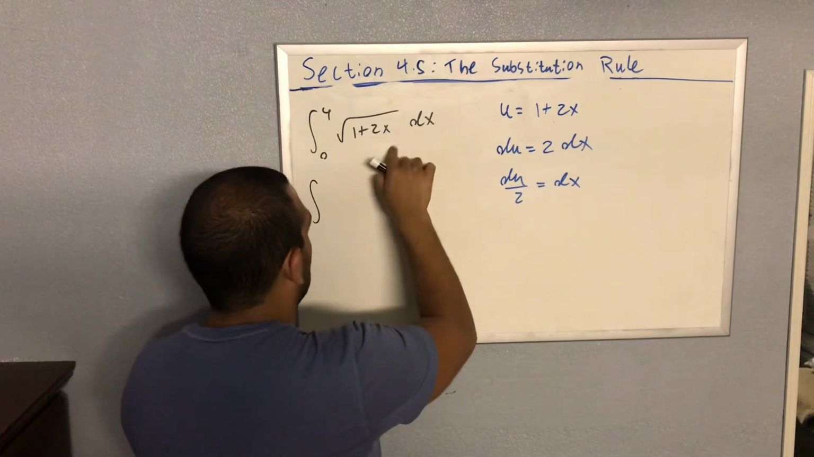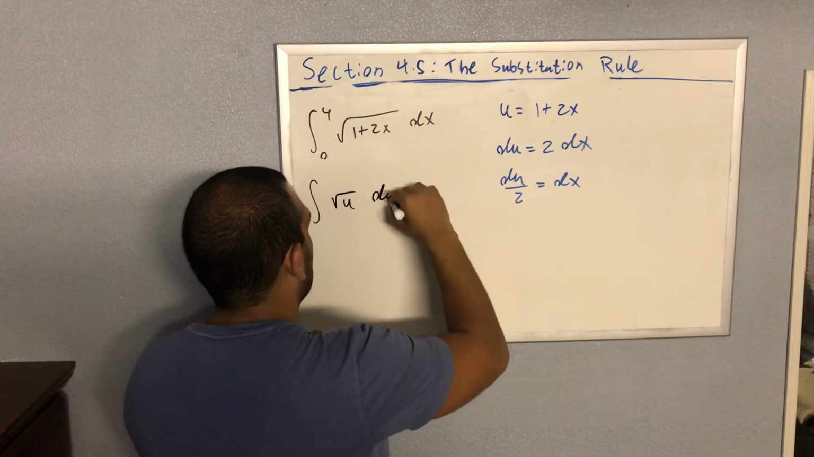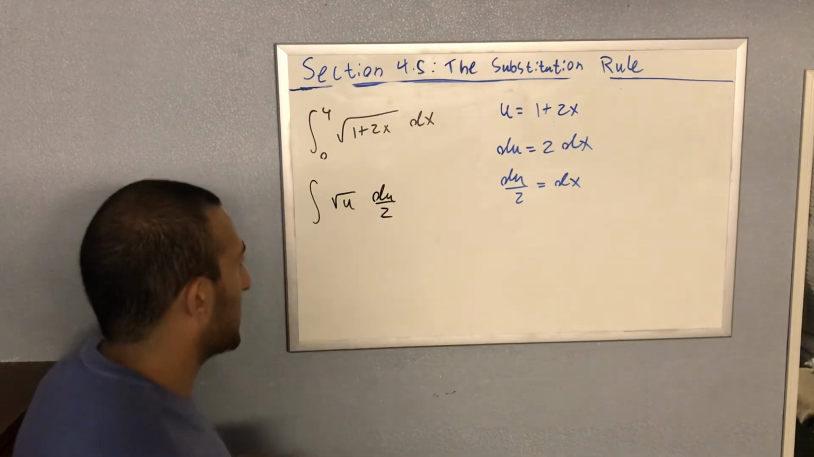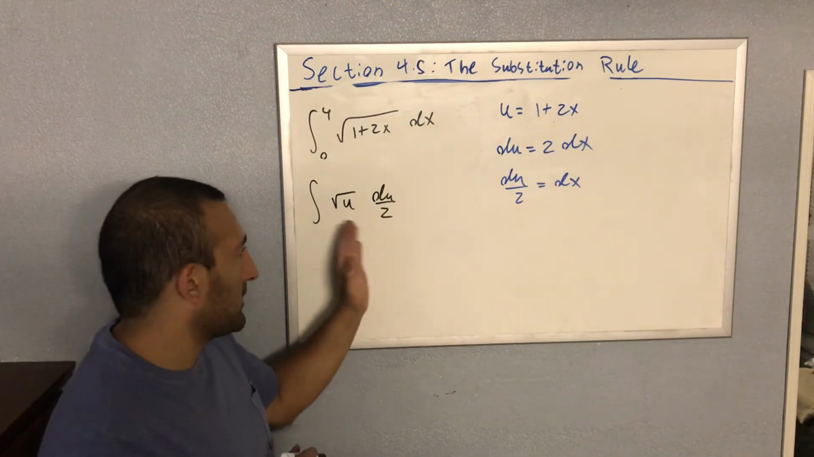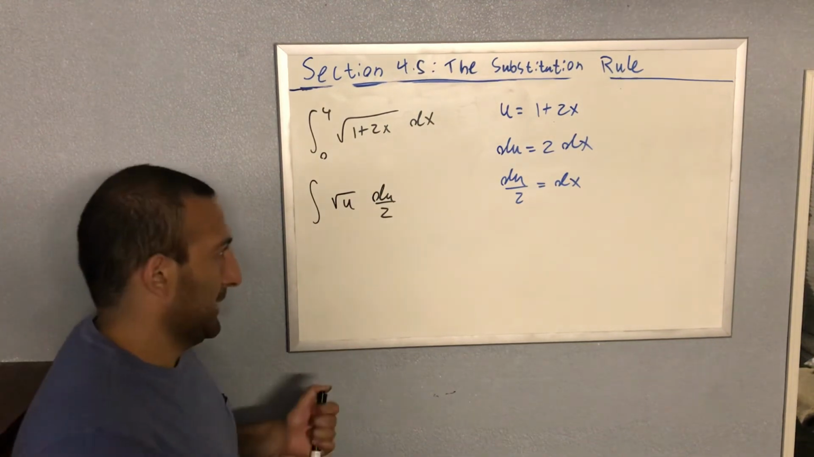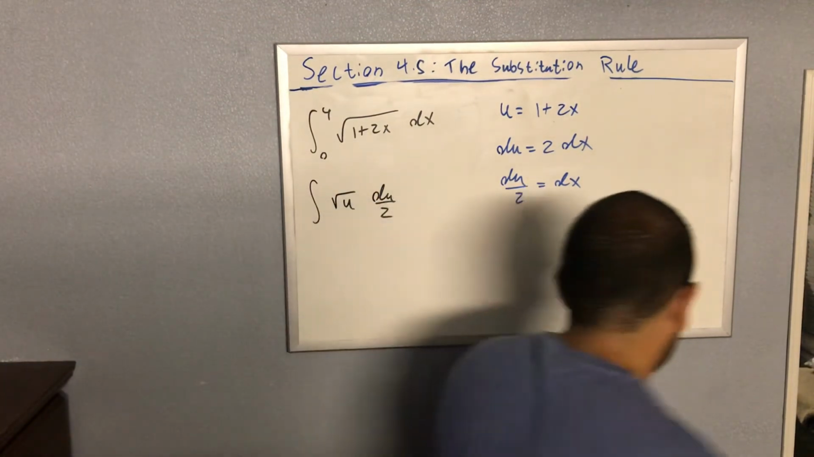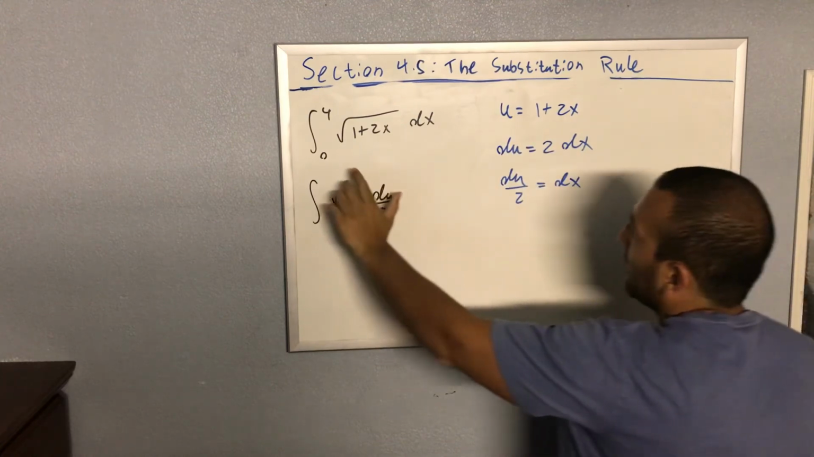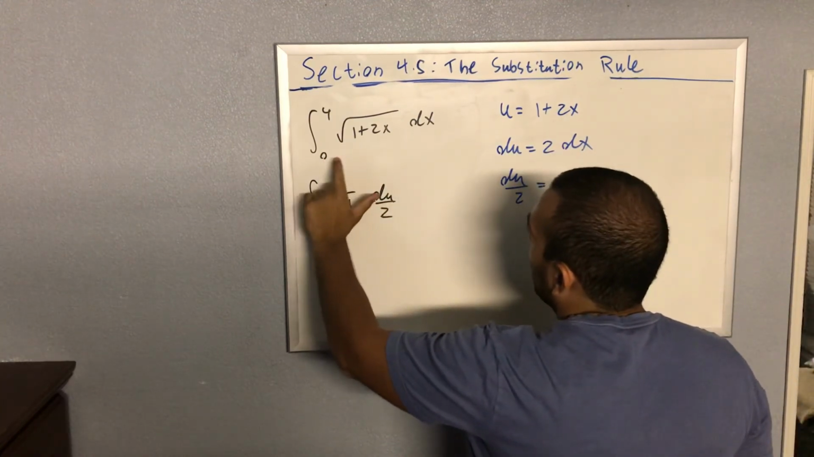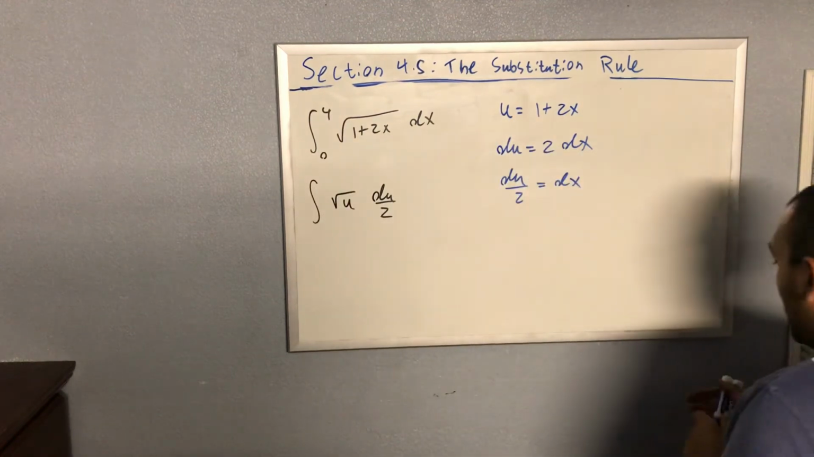So this is u, so this is root u, and then dx is du over 2. So this is a good substitution. We can actually take this integral. But what should you let these limits of integration be? Well, the idea is if you let u be this, you can figure out what u should be at x is 0 and at x is 4 by just plugging in.